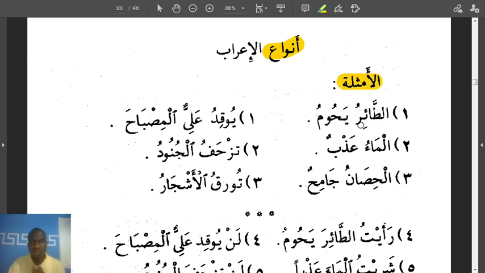We have at-tayru yahumu. At-tayr, the bird, any kind of bird. When we say at-tayr, it is a species name, it covers these birds flying up, it covers the chicken, it covers all these animals that have wings. Any animal that flies is a species name. So if it says at-tayru yahumu, you can say the bird hovers.